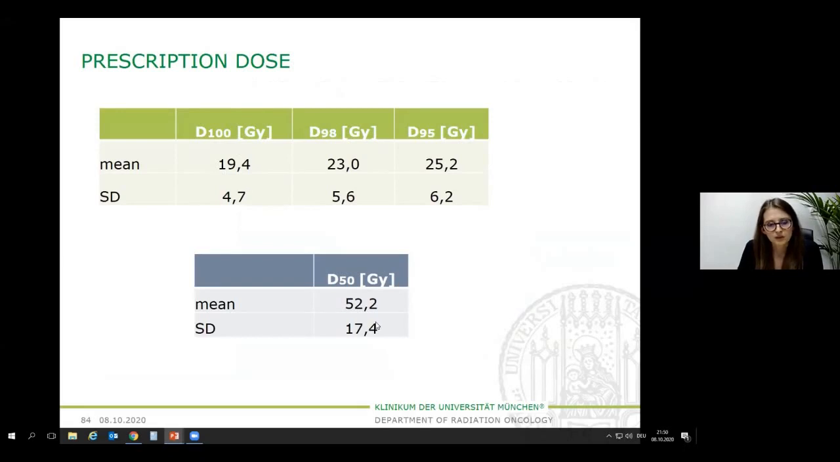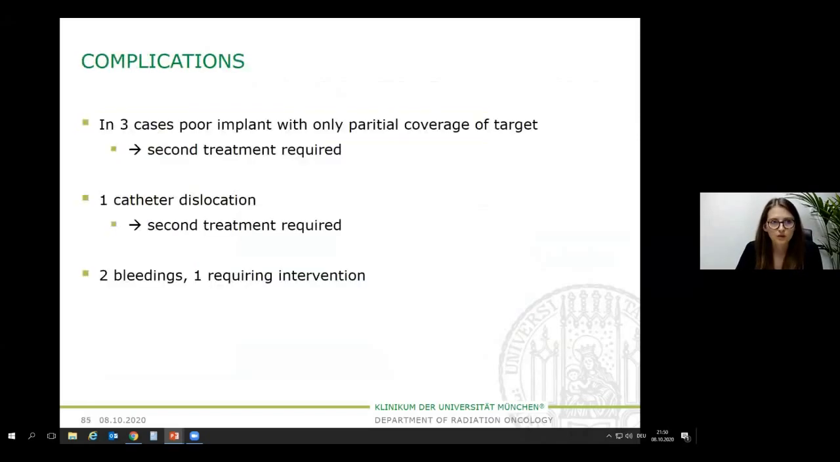But what I wanted to point out here, if you have a look at the D50, so the dose to 50% of the volume, that's already 50 gray in single dose. That's a very high dose. That's why we have very good local control rates.